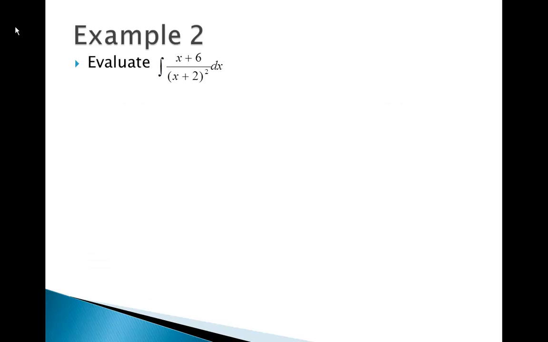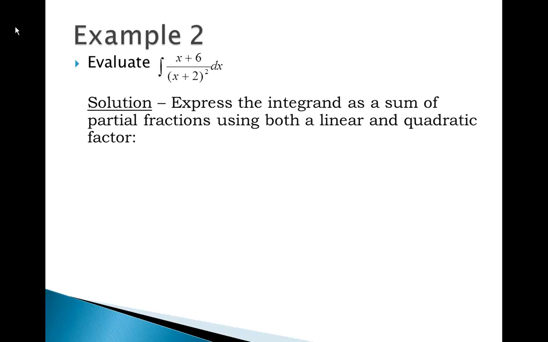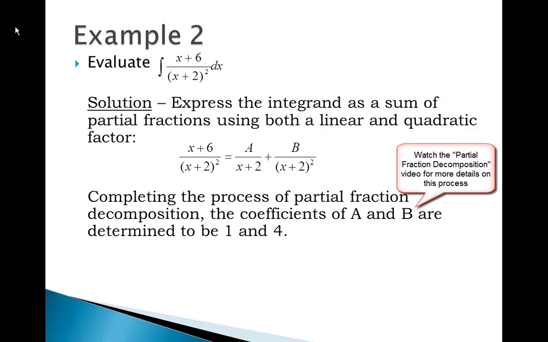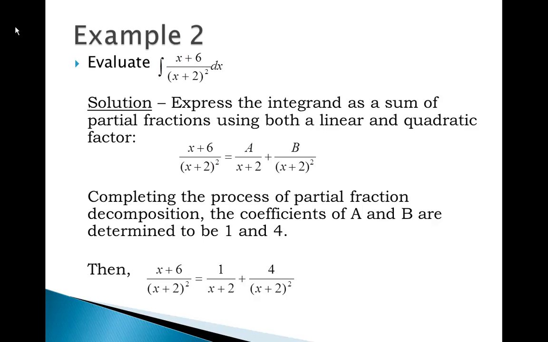Our second example, we want to evaluate x plus 6 divided by the quantity x plus 2 squared. This is an example in which we're said to have a repeated factor in the denominator because of the square. So we'll rewrite that integrand as a sum of partial fractions that uses a linear factor x plus 2 to the first power and the quadratic factor x plus 2 to the second. We'll complete the process of partial fraction decomposition and find that the value of a is 1 and the value of b is 4. So I know that I can rewrite x plus 6 over the quantity x plus 2 squared as follows.